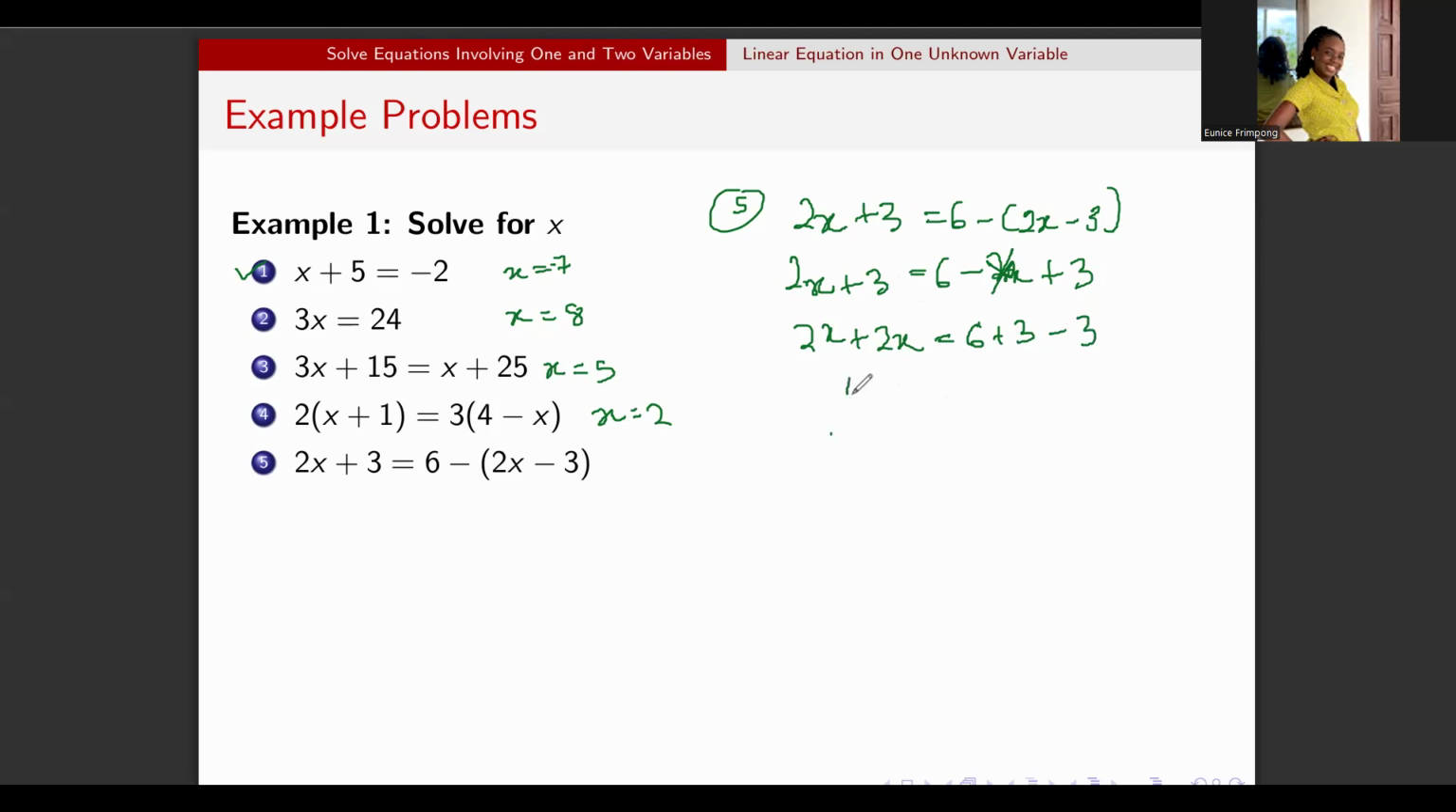Now 2x plus 2x is 4x. And then this 3 is canceling out this 3, so I have left 6. To make x stand alone, I must divide here by 4 and do the same here. 4 cancels out 4, I have x equals 6 over 4. 2 cancels through 6, 3 times over 2. So x is equal to 1.5. So finally, for number 5, x is equal to 1.5.